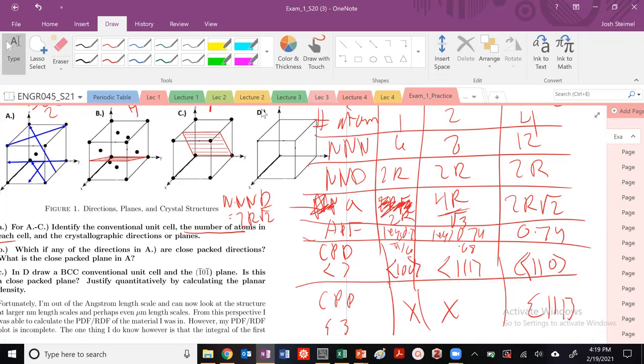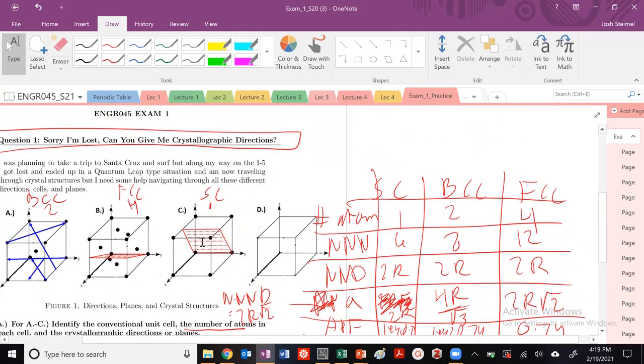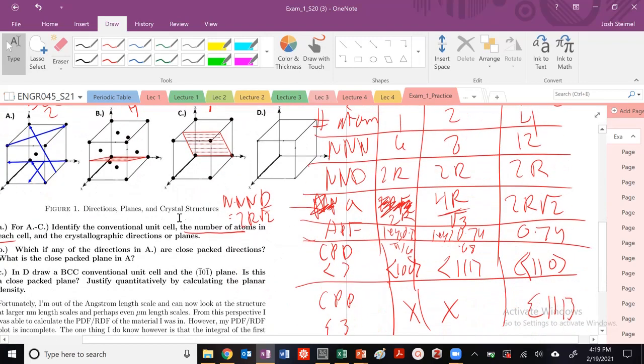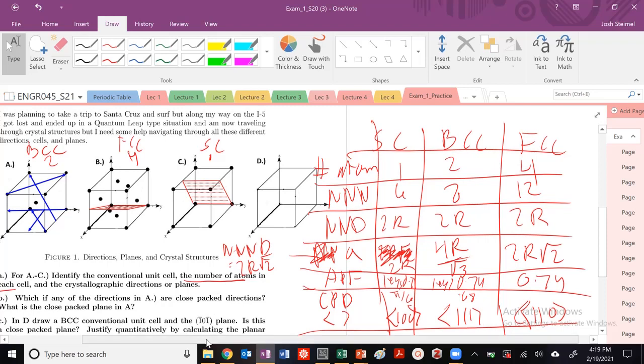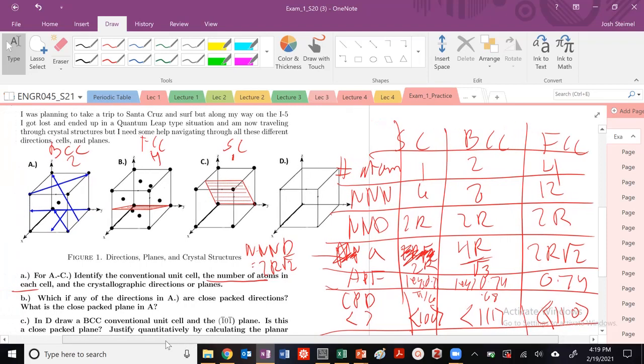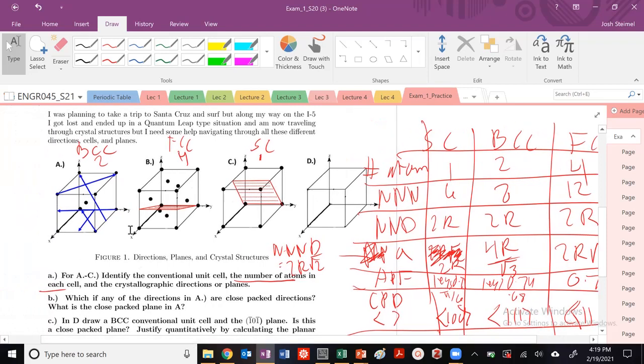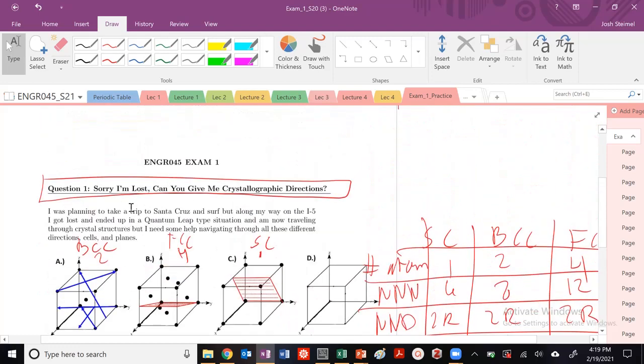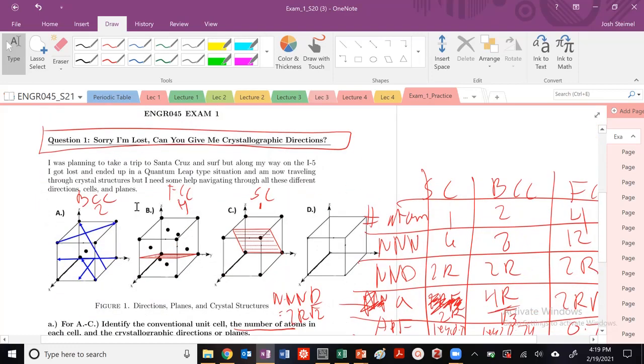So a useful value to have in your chart. You perhaps might want to copy this down to study for your exam. But anyways, we've answered that question, and now let's figure out what these planes and directions are. So right here, what's going on here? I crossed the origin. Actually, I'm going to do the directions first. So let's label each of these directions. Let's do this one first.